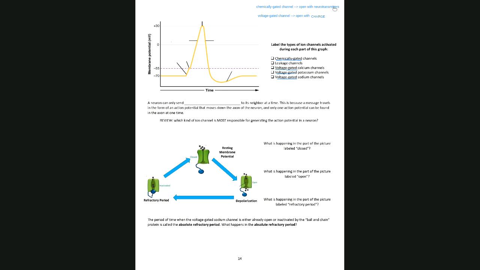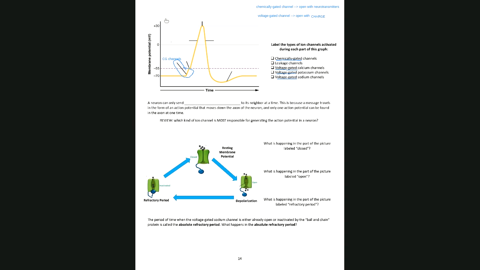When we talk about the chemically gated channels that open with neurotransmitters, that's going to help us get to threshold. I'll circle it here, and then I'm going to put a little abbreviation. This part of my graph right here, the very beginning part, that's where I see those chemically gated channels.